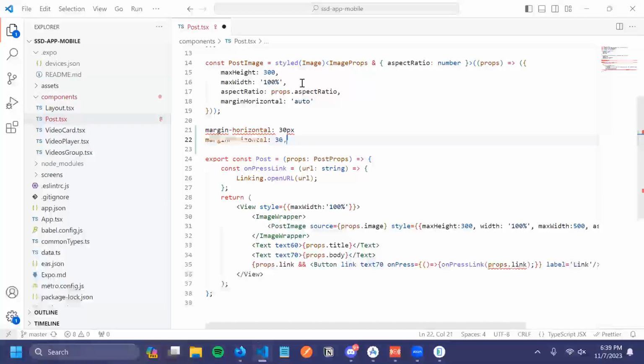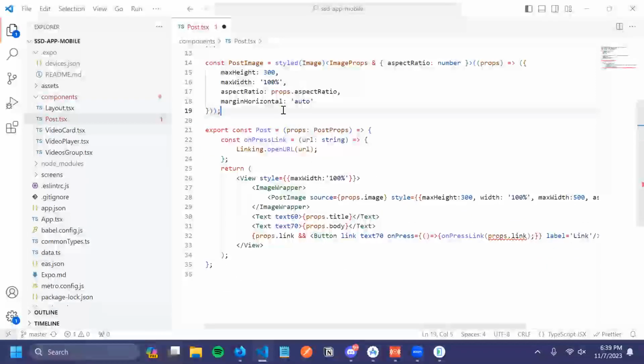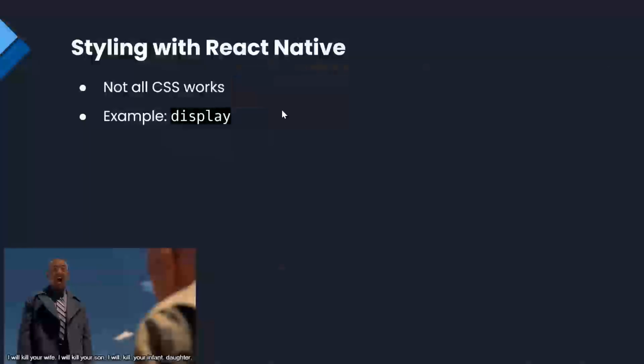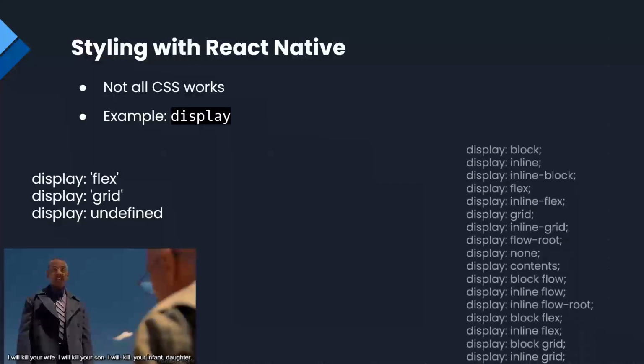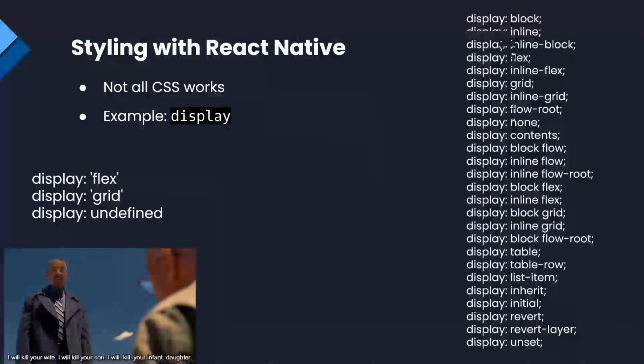And you can just write 30 and then it's just understood. It's like px. You don't need to write the px. So it's just CSS written in a slightly different format, but a lot of the CSS doesn't actually work. Like there's one CSS property called display, and there's 3 values that work in React Native: flex, grid, and undefined. So there's basically 2 because one of them is undefined. And in regular HTML and CSS, there's like 26 different possible values for display.